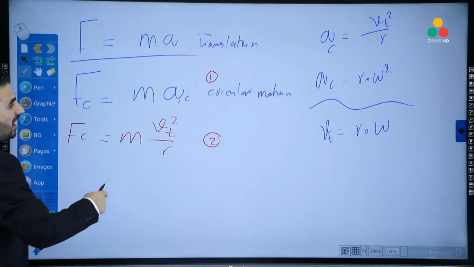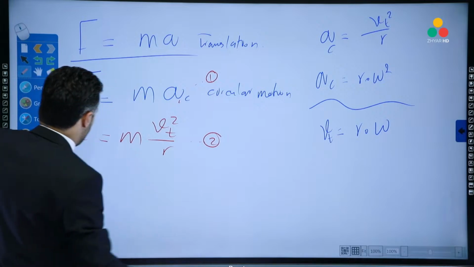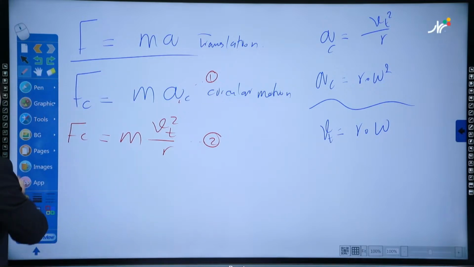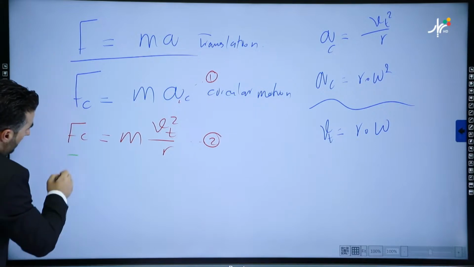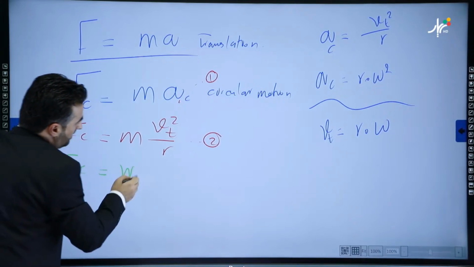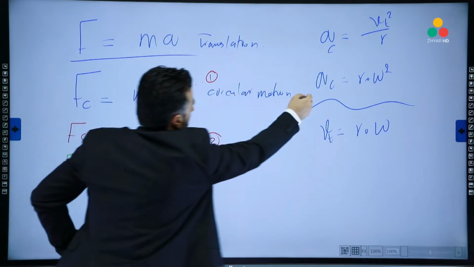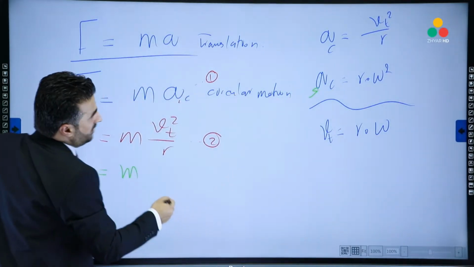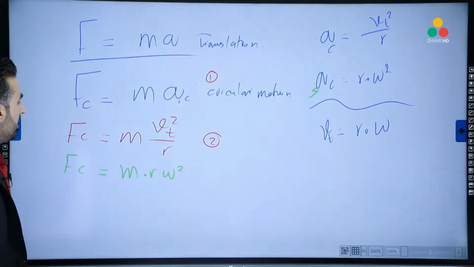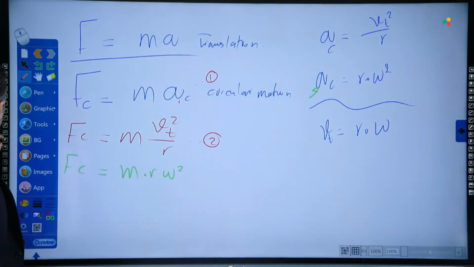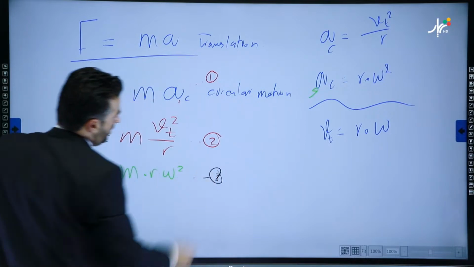Now what happens if we don't have tangential speed? Let's say we have angular speed. Then of course centripetal force equals mass times, instead of tangential, I'll substitute this equation into the main equation. So centripetal force equals mass times radius times omega squared. Very good. So now this is going to be the third equation. Let's use black this time. Here's the third equation.